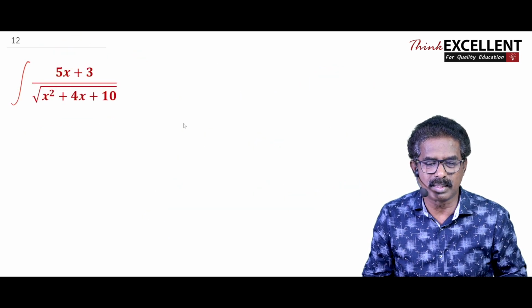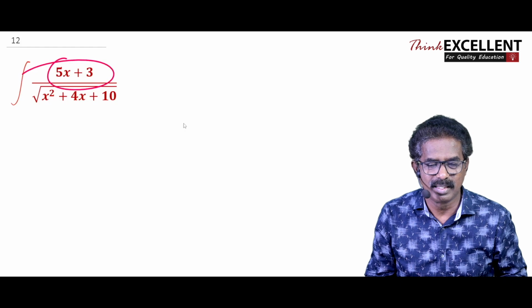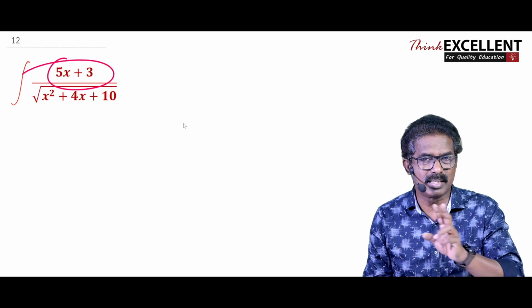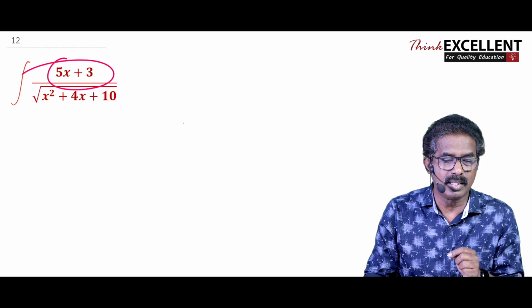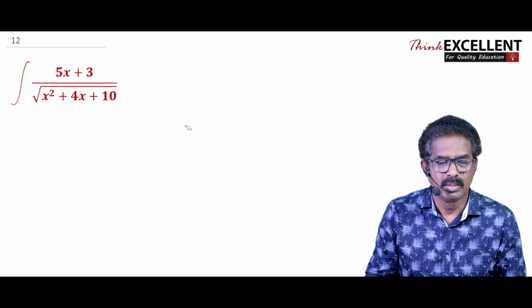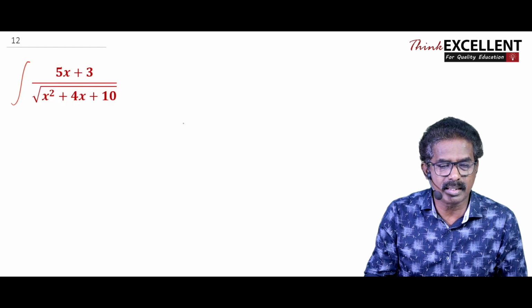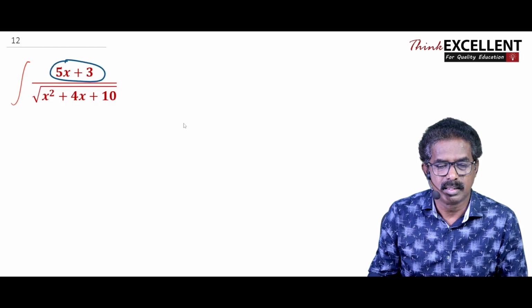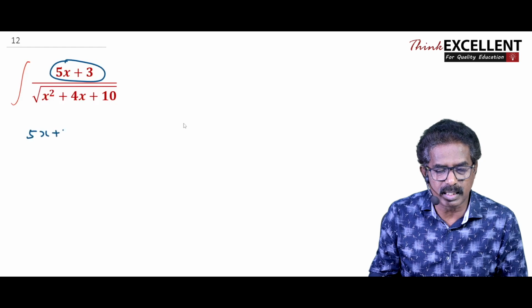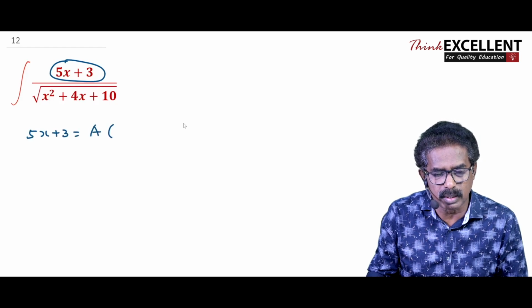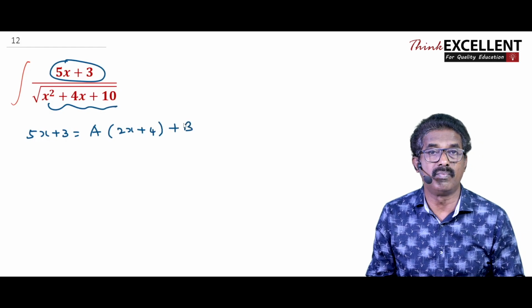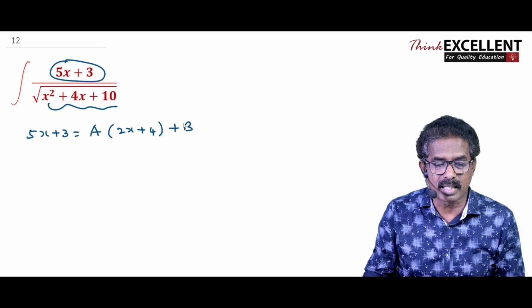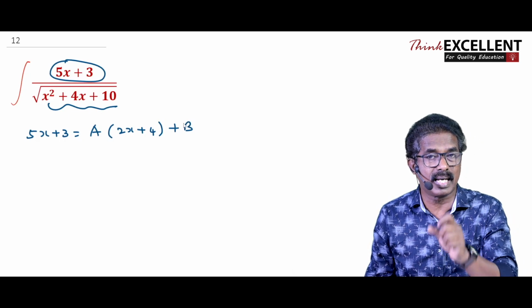Okay, now same question, but change the numerator. X square derivative 2x, but now it is not 2x, it is 5x plus 3. Even with a small change, it becomes a 5-mark question. So here the method is, you take 5x plus 3 is equal to a into derivative of this, x square derivative 2x, 4x derivative 4, 10 derivative 0, plus b. We want to find that a and b. For that, equate the coefficients of x and constant.